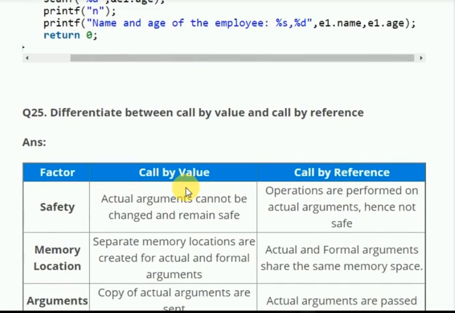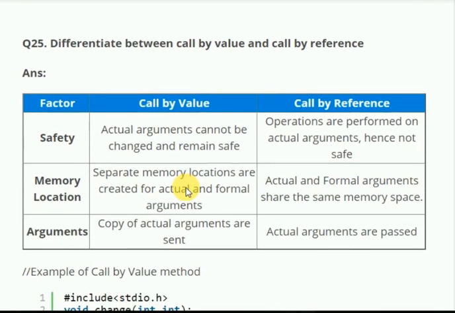Differentiate between call by value and call by reference. So we are basically differentiating on three conditions. Safety: in call by value, actual arguments cannot be changed and remain safe. In call by reference, operations are performed on actual arguments, hence it is not safe. Call by reference uses pointers, so a new memory location is not created. Once changes are made to the argument, they show in the actual variable also.